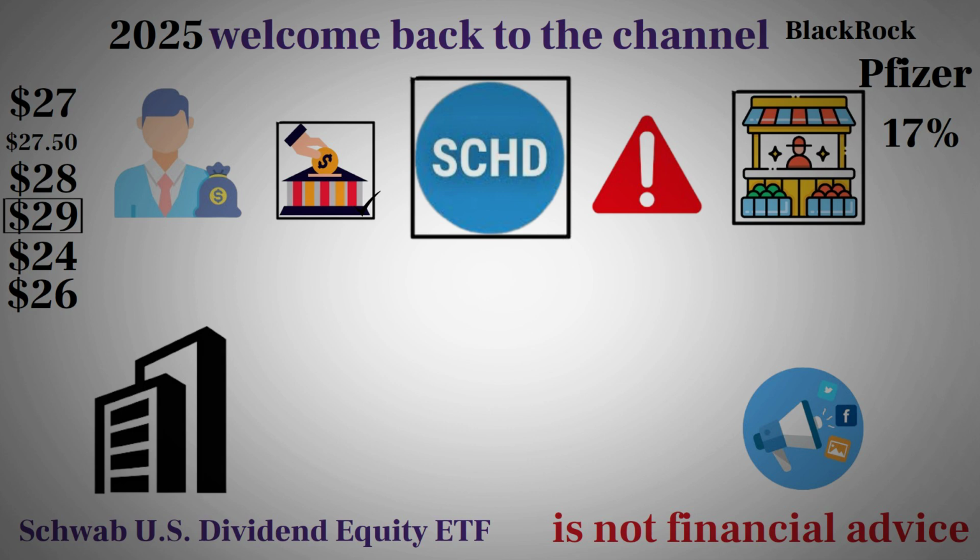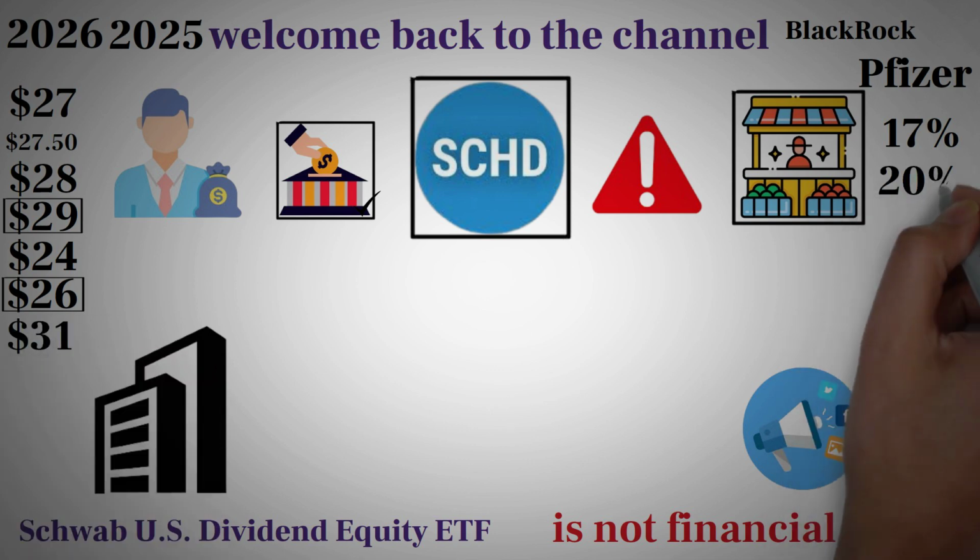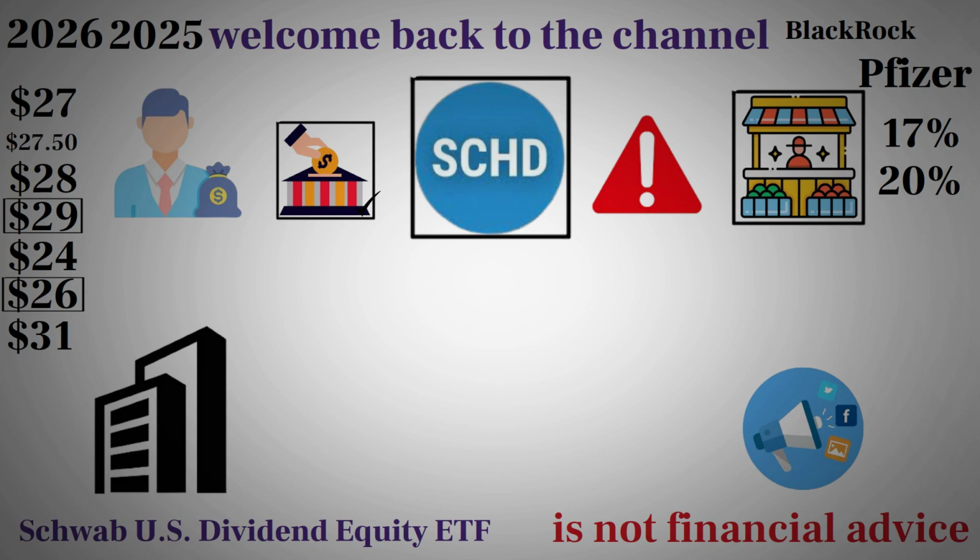Fast forward to February 2026, history is repeating itself. SCHD started the year around $26 and has now surged to about $31, almost a 20% gain in just over a month. The pattern is eerily familiar.